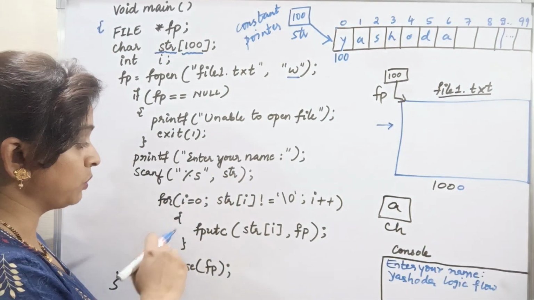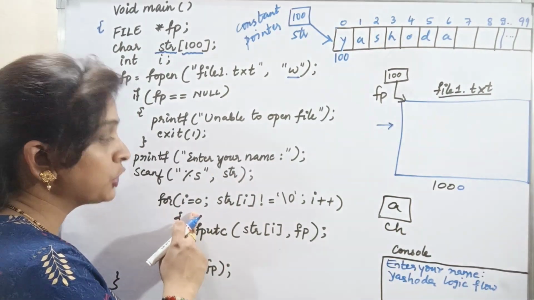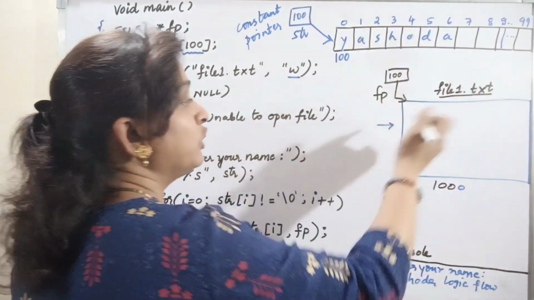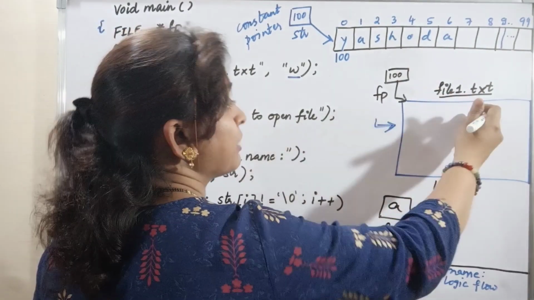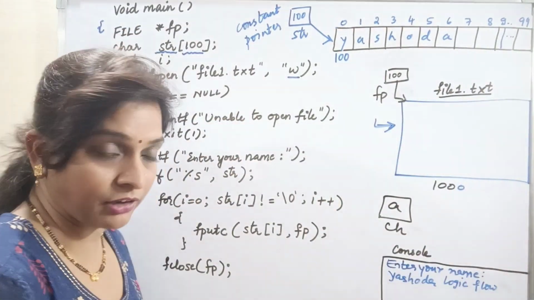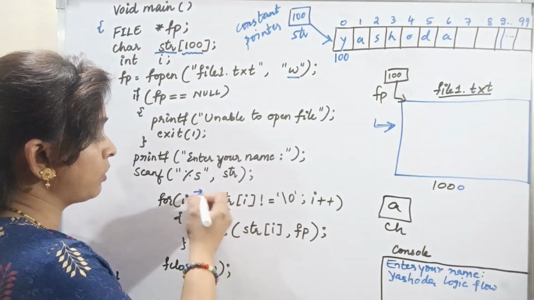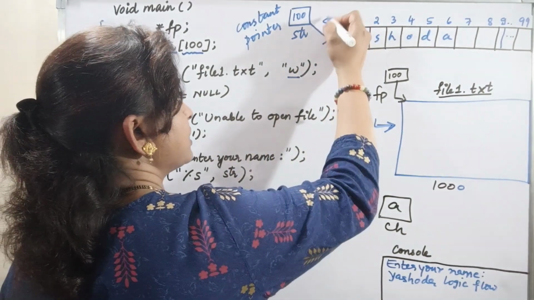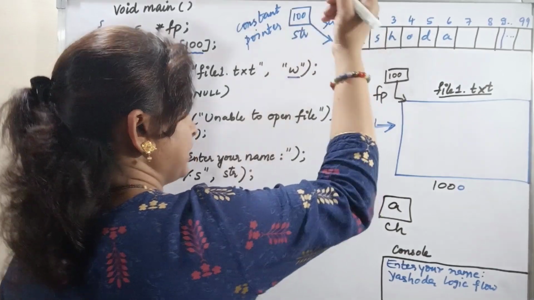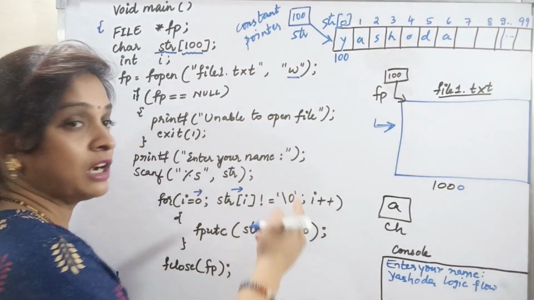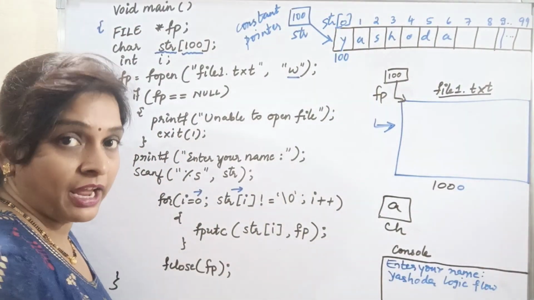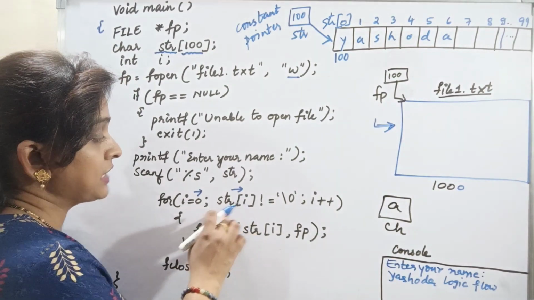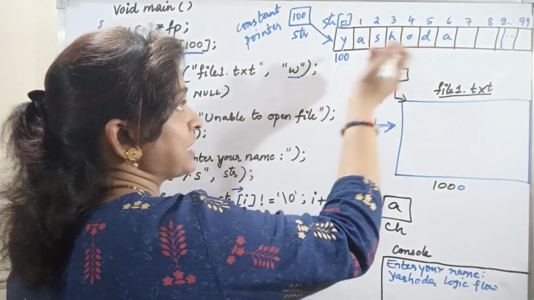Then I'll start the loop to write these characters into the file one by one, that is character by character. So i equal to 0, str of i means str of 0. This is str of 0 not equal to null. Null means the end of the string. Null character indicates the end of the string. Str of 0 not equal to null. Yes, it is not equal to null.